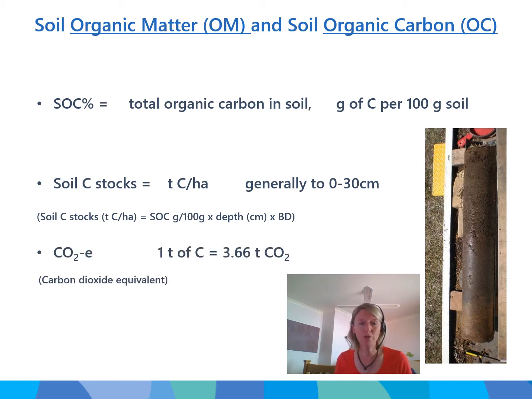The other unit, which often gets used, is carbon dioxide equivalents. Now this is used in carbon reporting. 1 tonne of soil carbon is equivalent to 3.66 tonnes of carbon dioxide in the atmosphere.